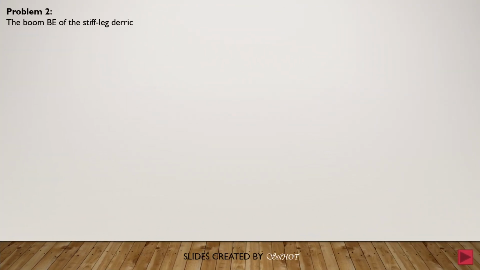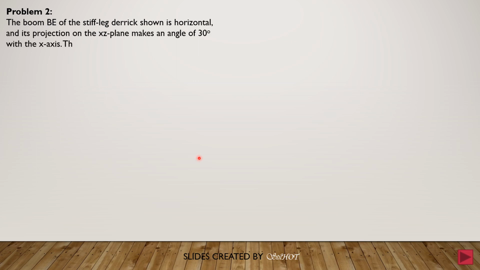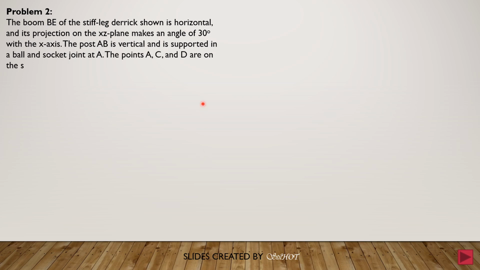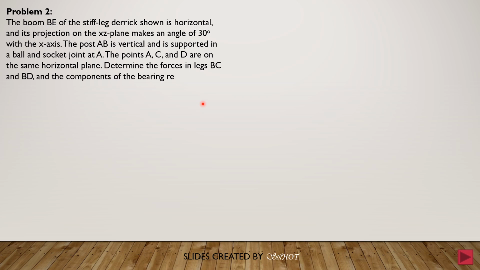Problem 2. The boom BE of the stiff leg derrick shown is horizontal, and its projection on the XZ plane makes an angle of 30 degrees with the x-axis. The post AB is vertical and is supported in a ball and socket joint at A. The points A, C, and D are on the same horizontal plane. Determine the forces in legs BC and BD, and the components of the bearing reaction at A.